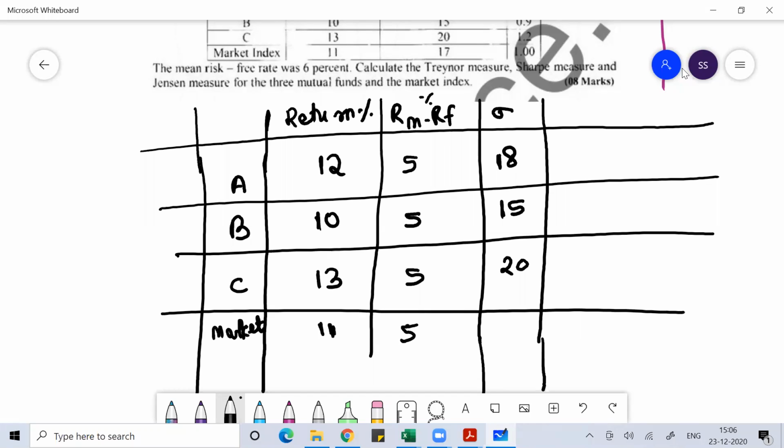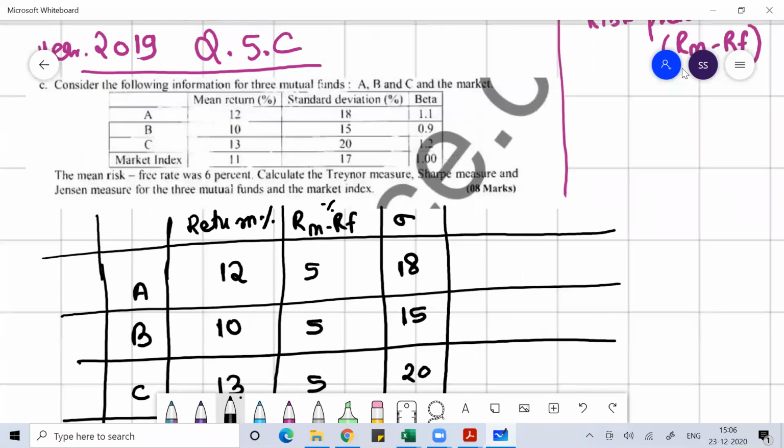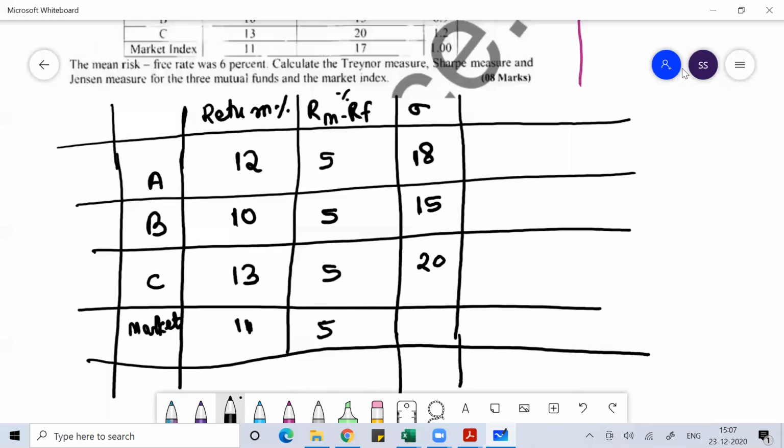Okay, so the standard deviation of the market is 17. Fine. So you can find the return on each stock. RM means market return. So I can find the return on the stock minus RF. That is called risk premium.